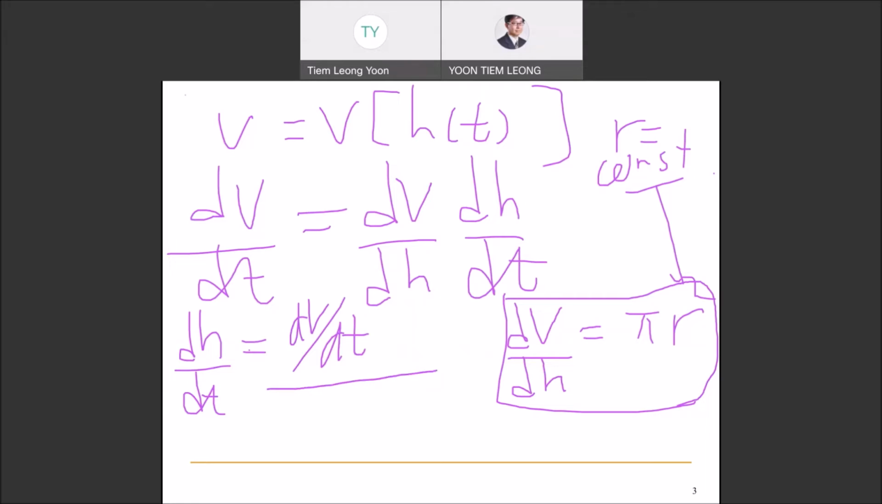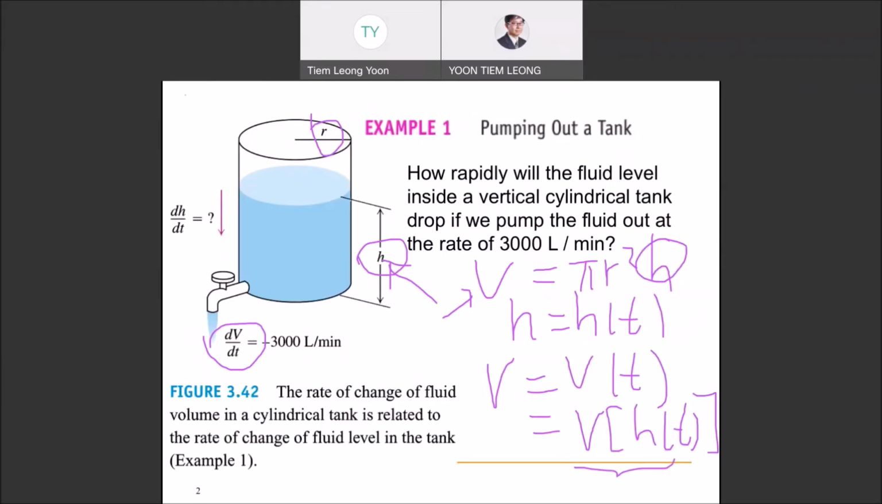So dV/dh is nothing but just your pi r squared, where r is the cross-sectional area. So you look at the question. The question says the volume is being depleted at the rate of minus 3,000 liter per minute, and then there's a cross-sectional area of r, but I do not know what r is. So I think in here it is not mentioned what the value of r is.